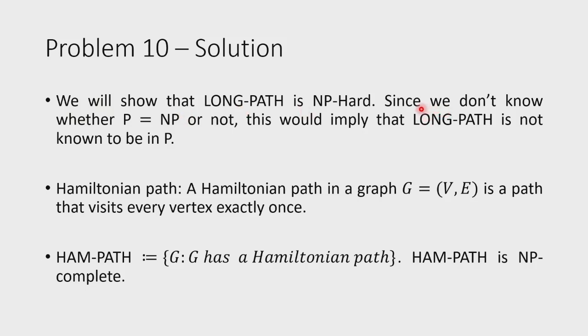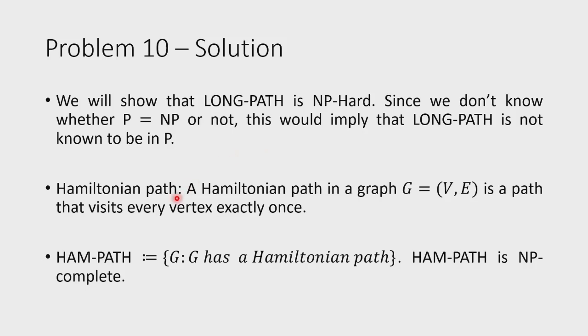And since we don't know whether P is equal to NP or not, this would imply that we do not know whether long path is in P or not. So do you agree with me that if we just show this, then we would have shown that long path is not known to be in P? Could not hear your question. Can you repeat the question? My question was, do you agree that if we show that long path is NP hard, then we would have shown that it is not known whether long path is in P or not? That is what we want to show.